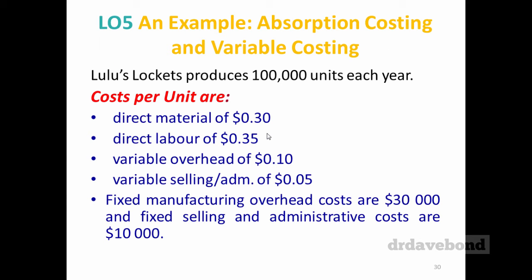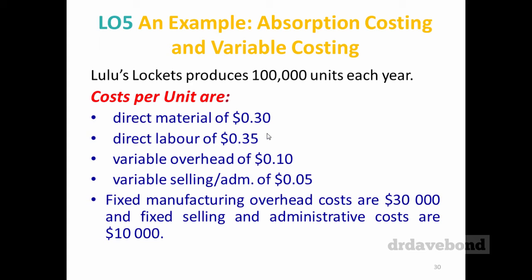So for most of the rest of this, we're going to use this as an example. We've got Lulu's pockets, and they produce 100,000 units each year. That's important. We have 30 cents of direct material, 35 cents of direct labor. Both of those are variable. We have 10 cents of variable overhead. As the name suggests, it's variable. We have 5 cents of variable selling and admin. It is variable, but it's not a product cost. So it is variable. It will change as you sell different amounts, but it is not related to the product.